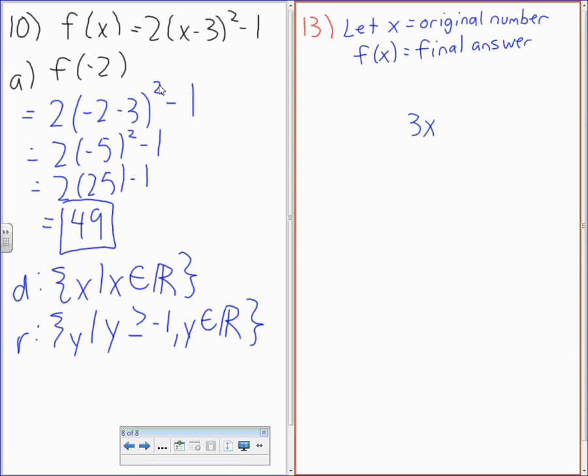Then it says, subtract the resulting number from 24. How do you subtract that from 24? Good, 24 minus 3x. Then it says, finally they were asked to multiply the resulting difference by the number they first thought of. That sounds scary. What does that just say in math language? Multiply by x, not divide by x. So that's just going to be multiplied by x. So that's all you have to do, f of x equals that.